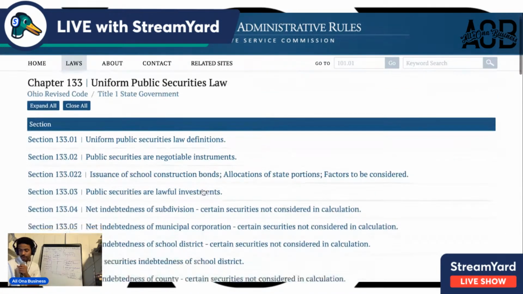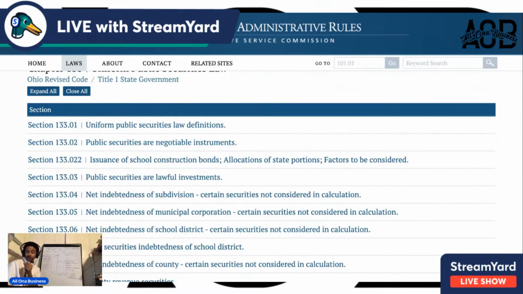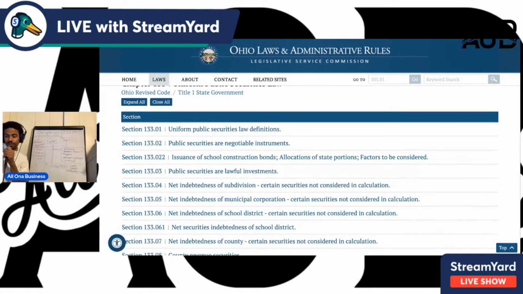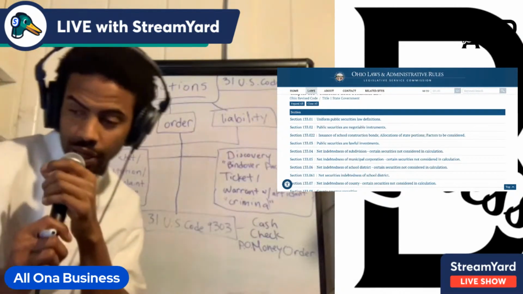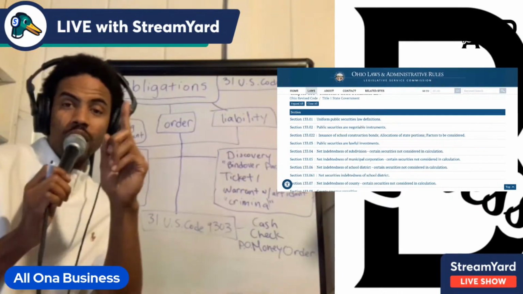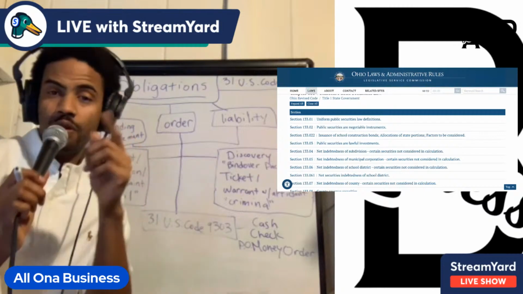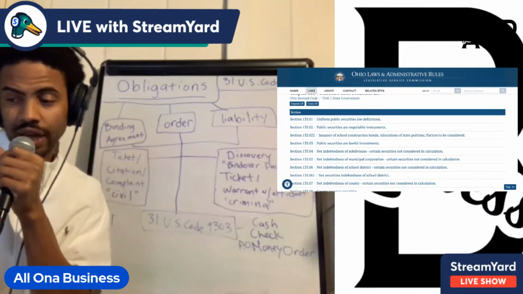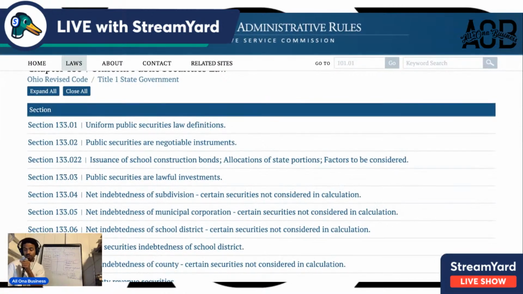And what does it say here? Well, first and foremost, it says Uniform Public Securities Law. Uniform. What's uniform mean? Well, uniform is telling me that it's one. Uni is one. It's one form. It's one form of security out here, y'all. And that's United States security, because the only people that's going to print money is the Federal Reserve. Now, that's not the federal government, but it's signed by the Secretary of Treasury. All the Federal Reserve notes are signed by the Secretary of Treasury.